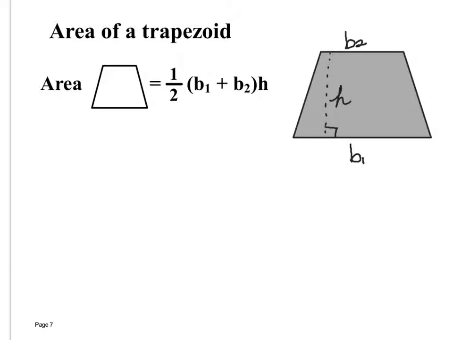Alright, area of a trapezoid. Area of a trapezoid is 1/2 base 1 plus base 2 times the height. You have to add your bases first, then you times by your height, then times by 1/2. Or you can do it this way, base 1 plus base 2 times your height, then divide by 2, because timesing by 1/2 and dividing by 2 are the same thing. And that's the formula they need for area of a trapezoid.